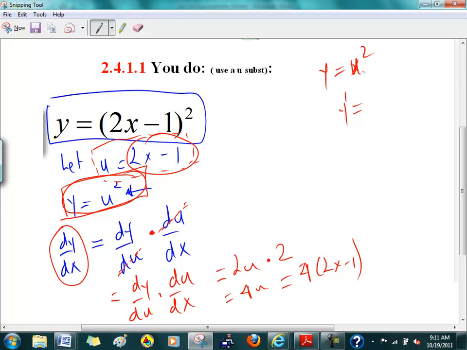No, I don't understand why you have dy over du times du over dx, but when you're putting it out there, you're only giving us the derivative of y and the derivative of u. No, you can't say derivative of y and derivative of u. That doesn't make sense. Derivative of y with respect to u. With respect to u. In other words, you're using u as the independent variable that you're differentiating with.